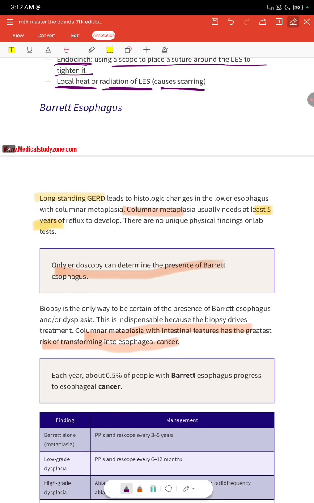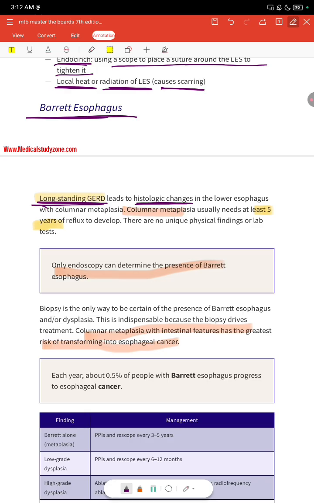Barrett esophagus. Long-standing GERD leads to histologic changes in the lower esophagus with columnar metaplasia. So when there is GERD and it becomes a long-standing one, it can bring about histological changes in the lower esophagus, with columnar metaplasia, with a different kind of histology.